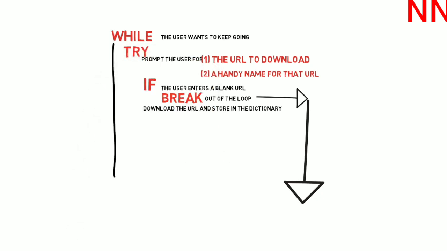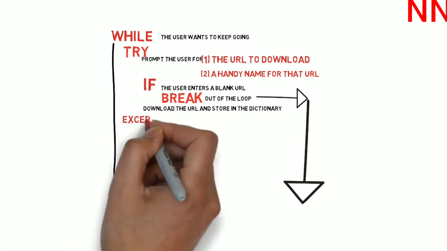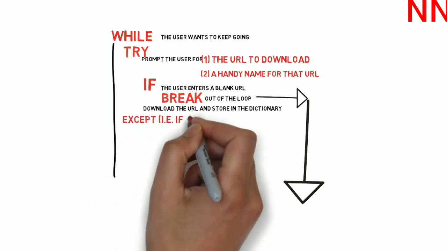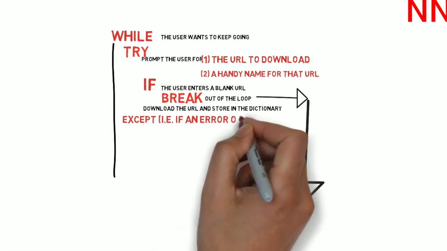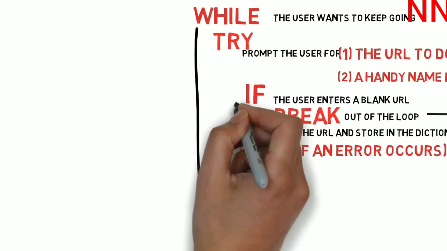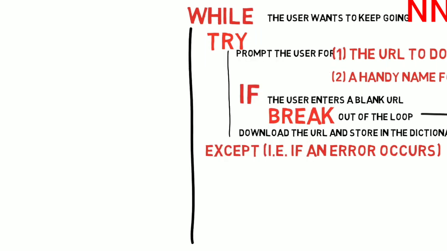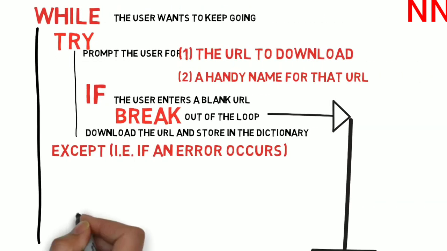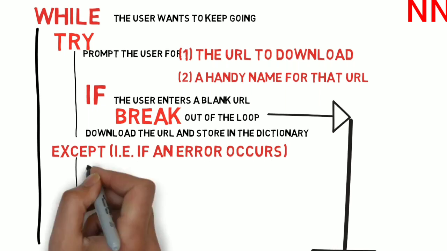We'll enclose all of this in a try except block. What is this? We've not really seen this before. Whenever an error occurs, you don't want the program to stop running. So wherever there is a possibility of an error, enclose that part of the code in a try block and then tell the program what to do if an error occurs in the except block.